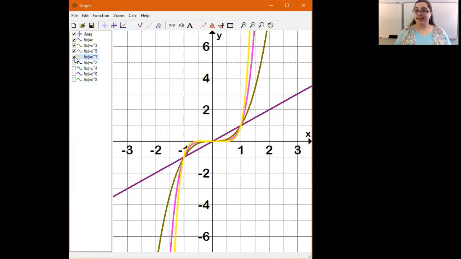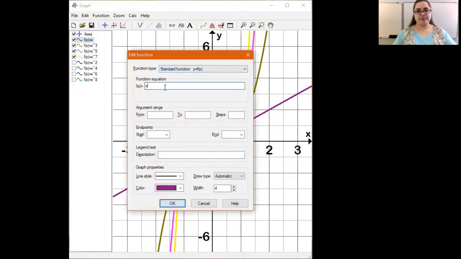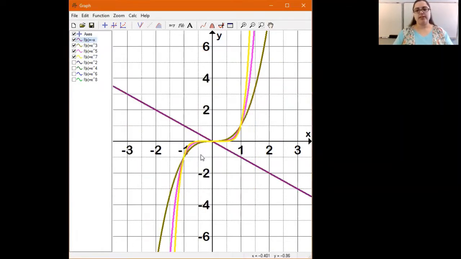Now, if we were to negate any of these, that would flip the functions over the x-axis, so the end behavior would be the opposite. So if I were to look at a negative x, so let's change this x into negative x, we can see now that it's going up on the left instead of down, and it's going down on the right instead of up. And the same thing would be true for any of these.